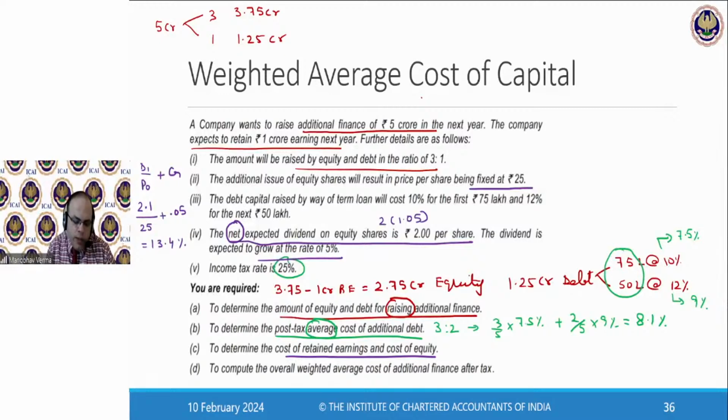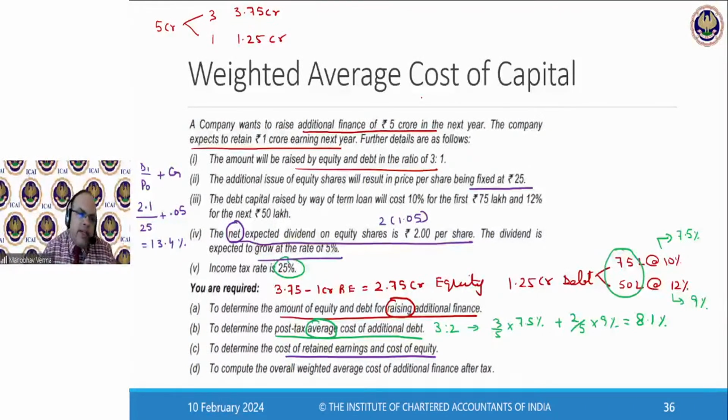Gajendra says, how come 2 into 1.05? Gajendra, I'm again repeating. If you read the fourth point, they're saying net expected dividend is 2 per share. So they're not talking about D1, the next expected dividend. They're talking about the net expected dividend. That too is what is expected now, but we're talking about a year later. That is 2 plus 5%.